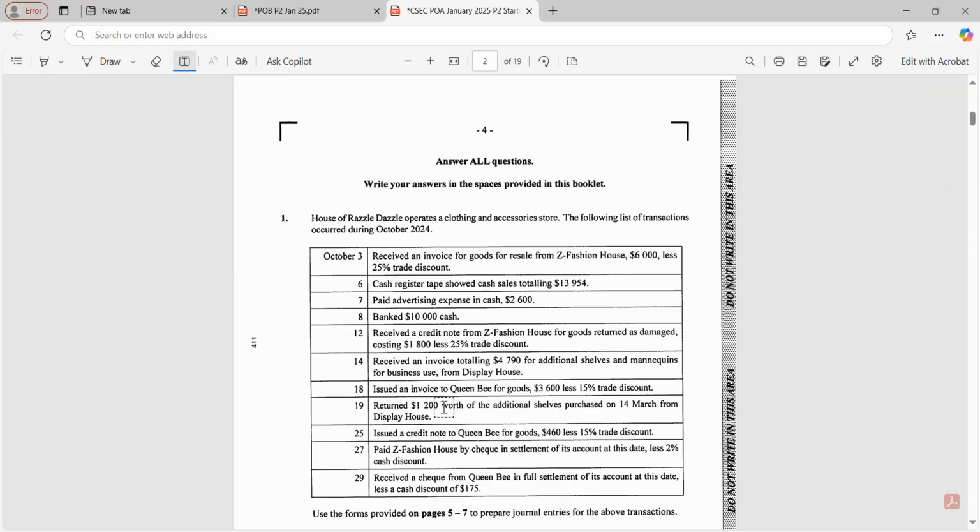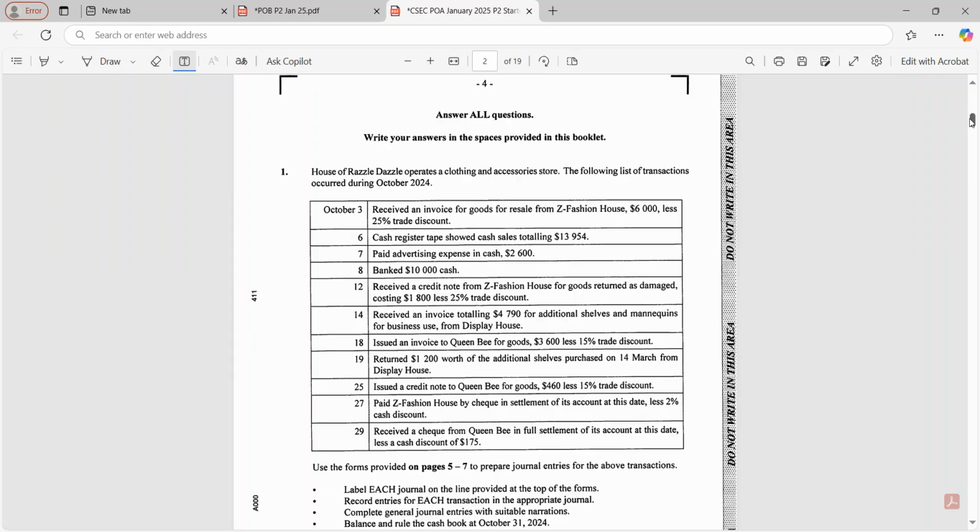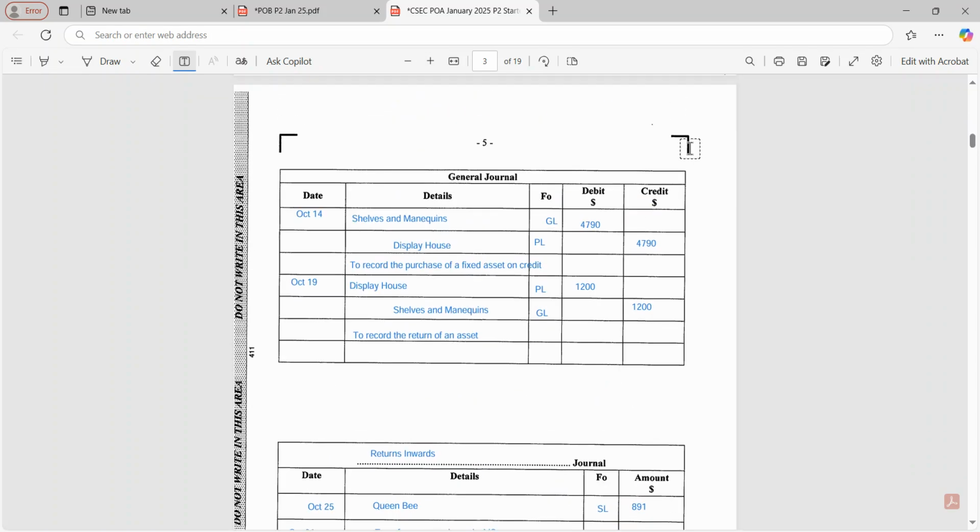We returned $1,200 worth of the additional shelves purchased on the 14th of March from Display House. All right. So we previously purchased some assets from Display House. Now we're returning some of them. So we go back to our general journal. And in this case, we do the opposite of what we did before. So October 19, we're going to debit Display House to show that goods are going back to him. So we no longer owe him for those goods.